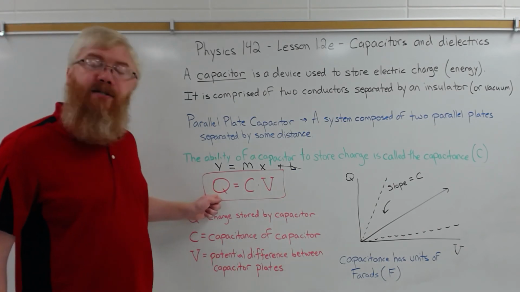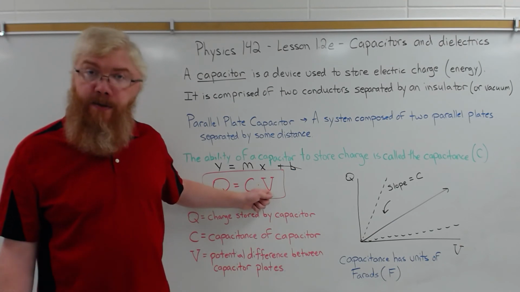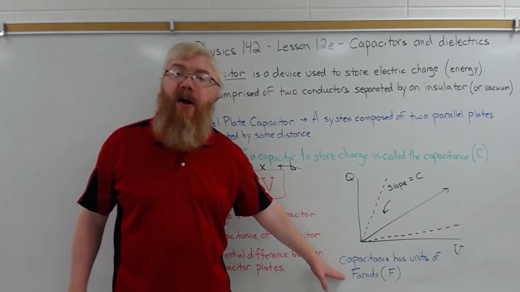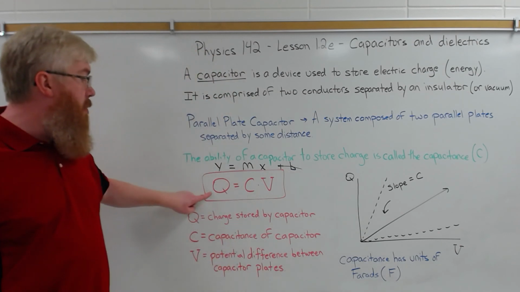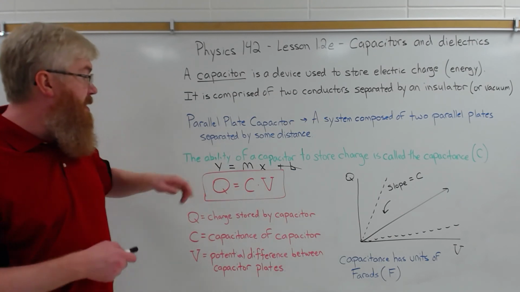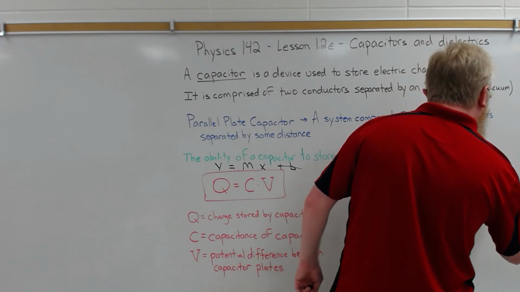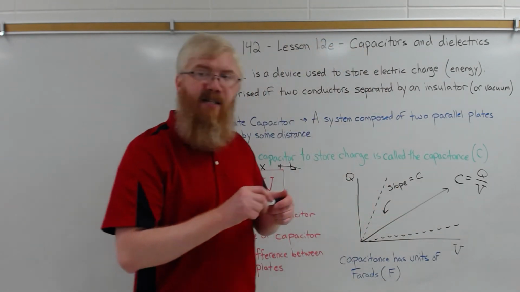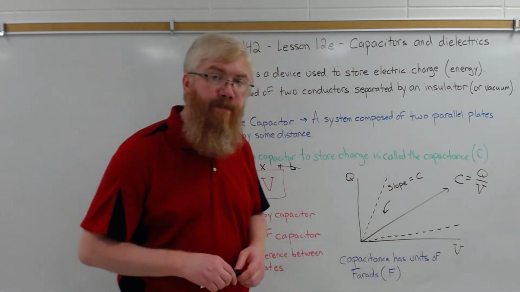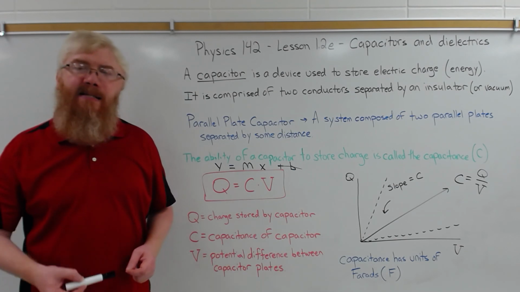Now, Q has SI units of coulombs, a unit of charge. Potential has SI units of volts. Capacitance has SI units as well. The SI unit for capacitance is called the farad. So 1 coulomb is equal to 1 farad times 1 volt. Or solving this for capacitance, capacitance is equal to charge over potential. That's the slope of the line. So 1 farad is 1 coulomb per volt. So let's look at how we determine what the capacitance of a capacitor is.